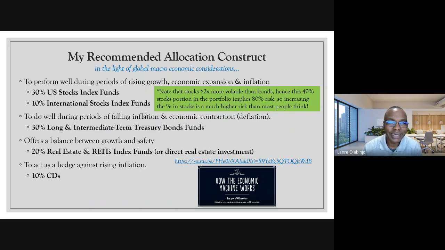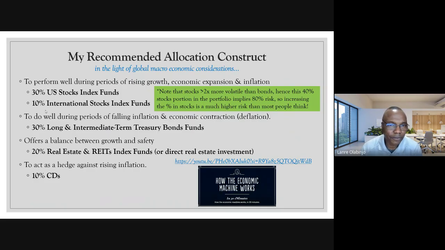30 to 40% in U.S. stocks, about 30% in U.S. stocks and 10% in international stock. Again, I use index funds mostly. So when I say stocks, I'm talking about stock index funds. If you do 30%, remember that stocks are generally about twice as volatile, essentially as risky, as bonds. So if you do 30%, that means you're exposed to about 60% of your risk. If you do 40%, then 80% of your risk is already carried. You're carrying 80% of your potential portfolio risk. So I tell people don't put more than that, because you are exposing yourself to a higher risk profile if you do that.